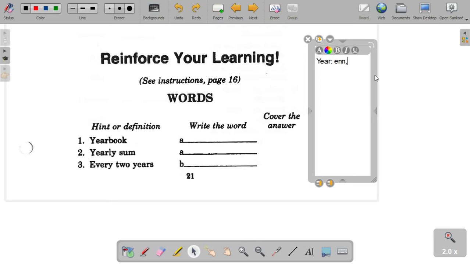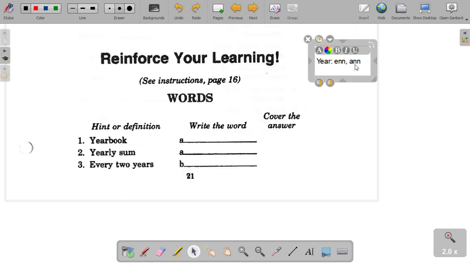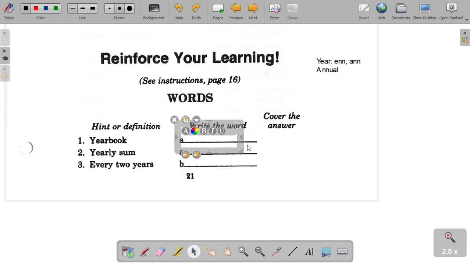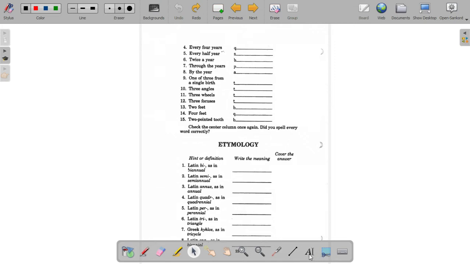Ennial. So N or an means year. So if something happens once a year, it happens annual. Every annual or every year, basically. So a yearbook can sometimes be called an annual because it comes out once a year. Now, a yearly sum, you might not know this, annuity. What do you think if it happens every 2 years? What would be that word? Biannual. Right. Biannual. Good. Excellent. And then let's do a few more and see how you do here. So every 4 years, what do you think that word is?